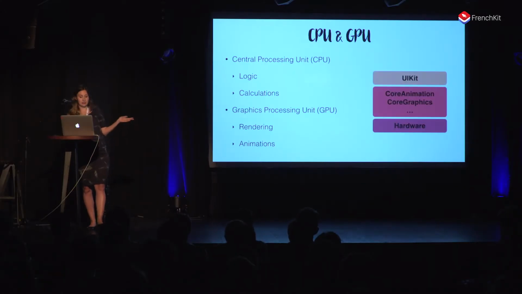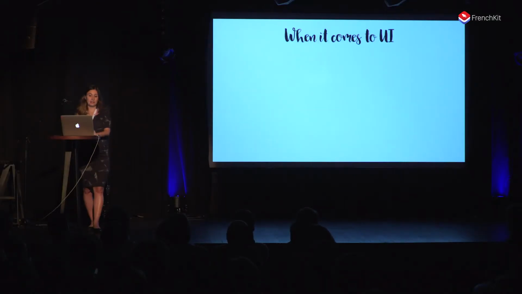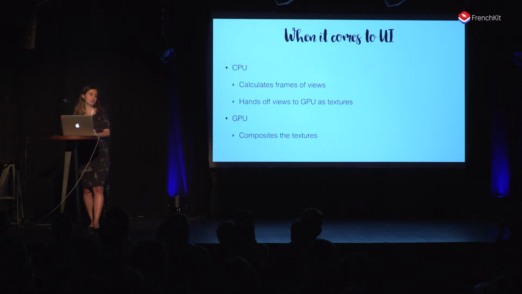So here's what the software to hardware stack looks like. On top, we have UIKit. Below it sit lower-level frameworks like Core Animation and Core Graphics, etc. And CPU and GPU obviously live in the hardware layer. And so Core Graphics works predominantly with the CPU, but Core Animation is the abstraction on the GPU. And so when it comes to UI, the CPU is responsible for calculating the frames of views, and then it hands each view off to the GPU as a texture. The GPU then composites all the textures and performs blending, overlaying, anti-aliasing, and determines what each final pixel will look like.